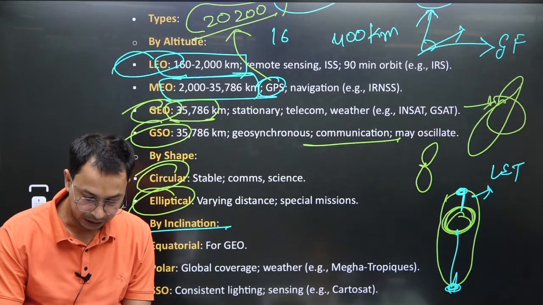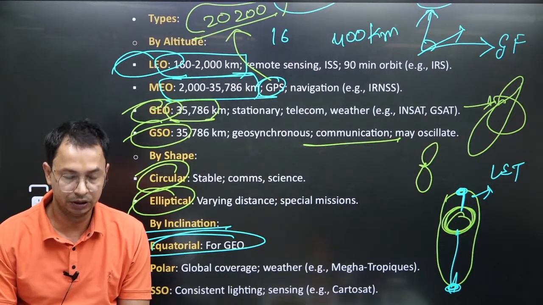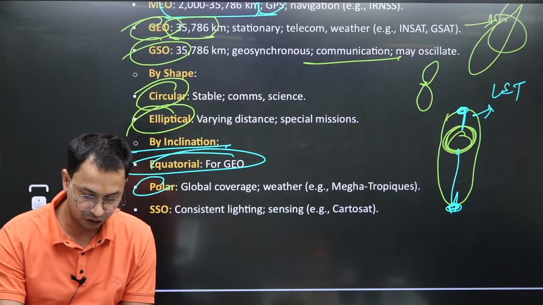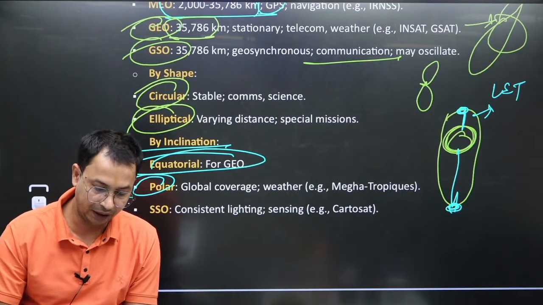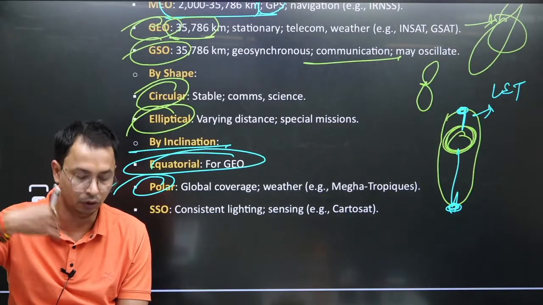Then by inclination. If the orbit is inclined towards the equator, that is called the geostationary orbit. If it is inclined towards the pole, then it will have global coverage. It will go from pole to pole or make some angle from pole to pole.